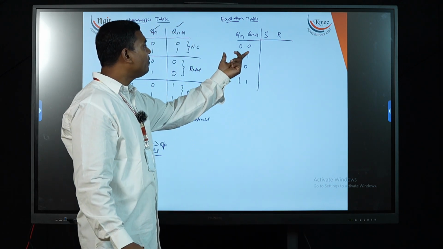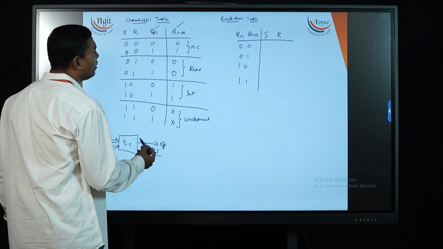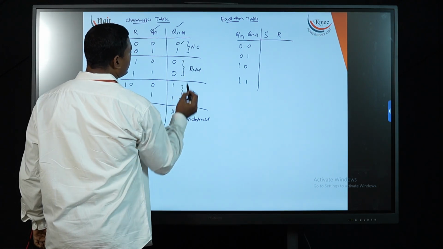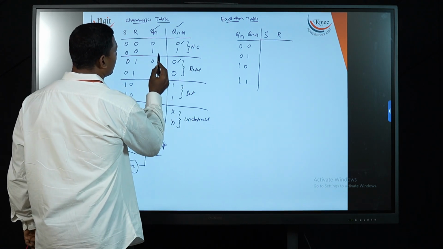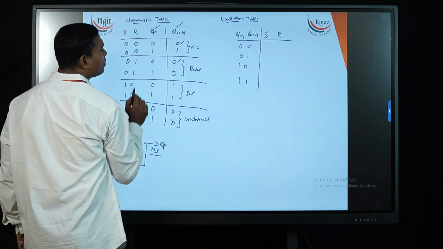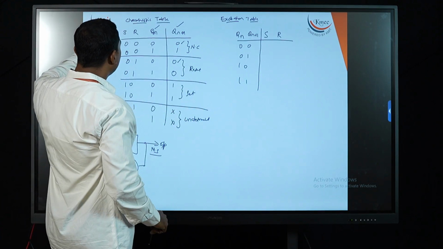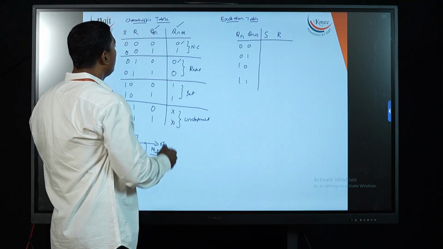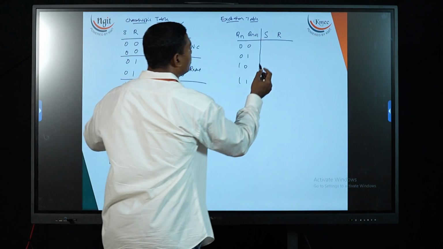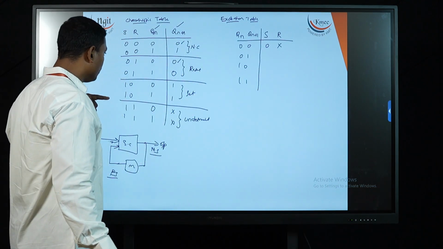Now observe clearly, Qn and Qn plus 1 are 0 0 in this particular case, and 0 0 in this case too. Now what are my values of S and R for these two? S and R is 0 0 and here it is 0 1. So R is changing from 0 to 1. So S is 0, R is don't care.